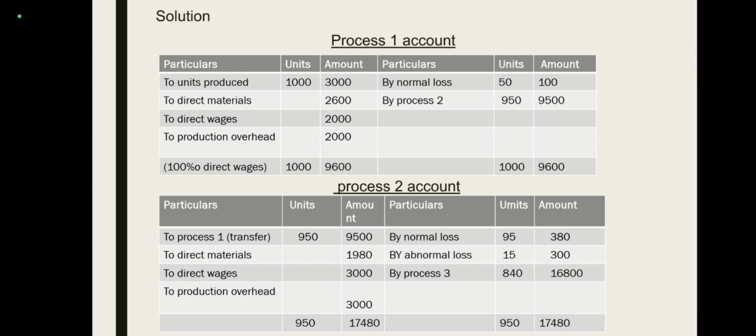Debit all direct material cost, wages and production overhead, same as the process 1 account. Normal loss is given as a percentage of output, that is 10% of 950, that is 95. By scrap value 2 is 3380. Here there is an abnormal loss.